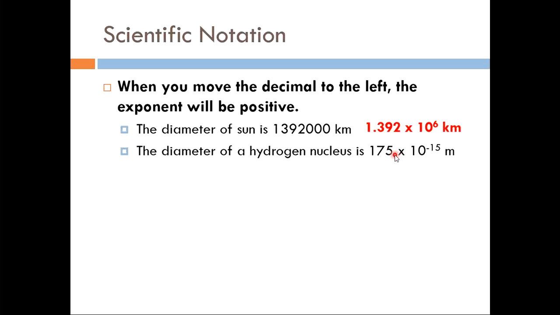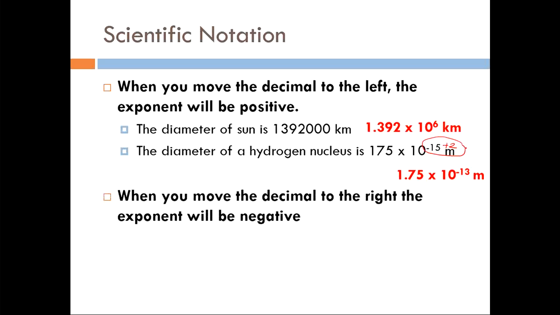Well, you pretend that there's a decimal out here, you move it over to the left 2 times, and so what happens to this exponent here? So we move it over to the left 2 times, so to the exponent we're actually going to add 2, because when you move the decimal to the left, the exponent will be positive, so you add 2. So what is negative 15 plus 2? It is negative 13, so we rewrite the answer as 1.75 times 10 to the negative 13 meters.